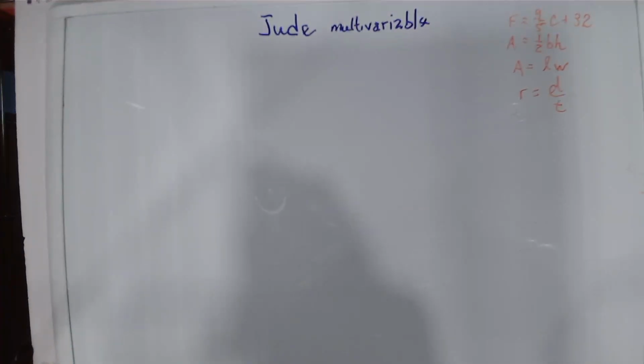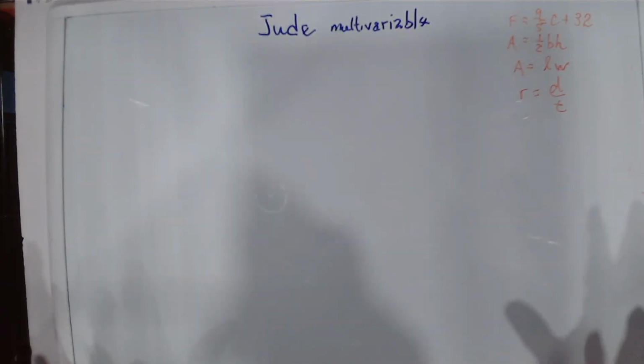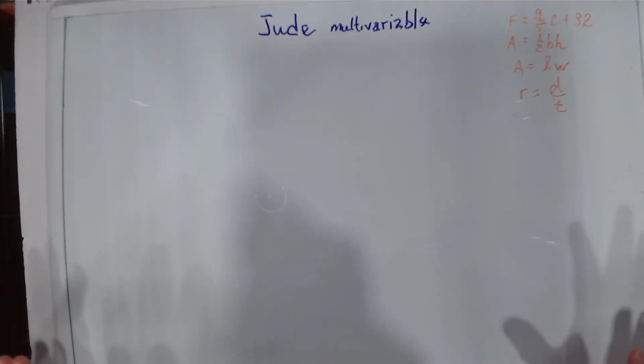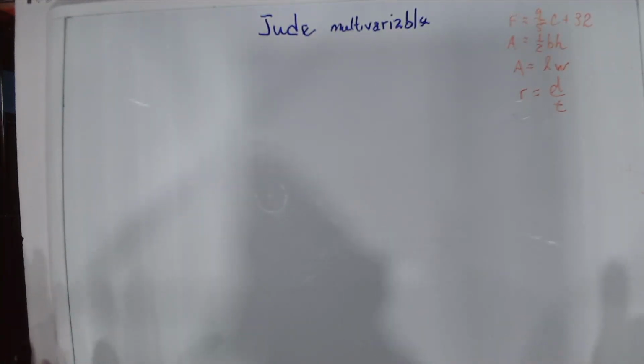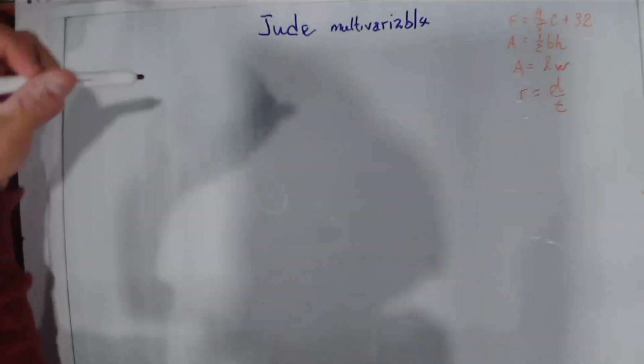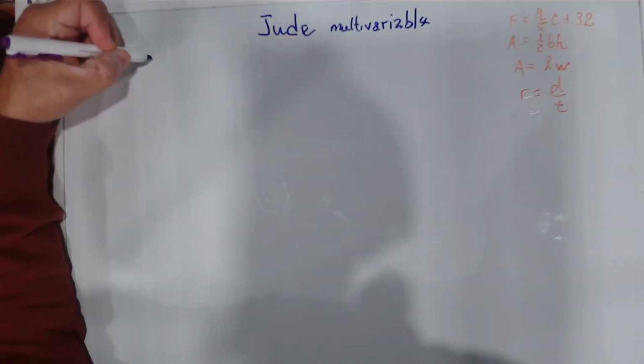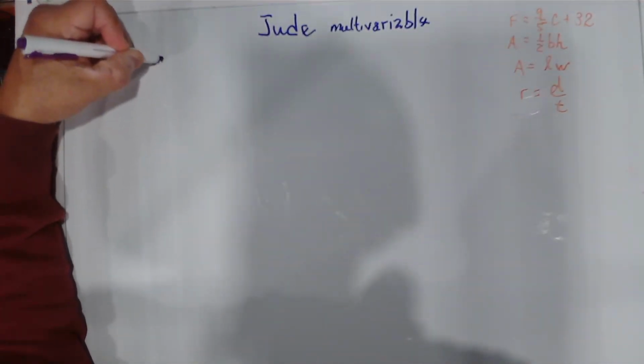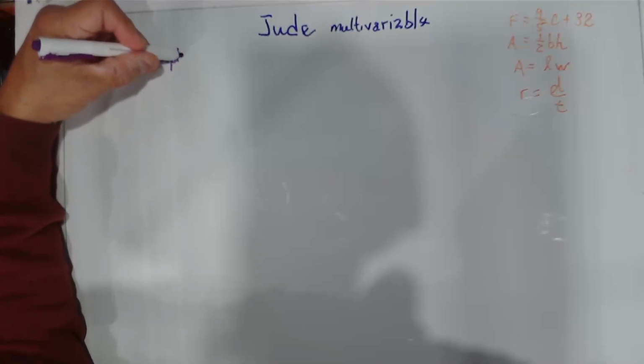lesson is for Jude, and we're going to cover multivariables. A lot of times you'll see equations with two, even three variables inside of it. Right now we're going to look at two variables. So let's take a look at some of those. Let's take a simple multivariable equation.